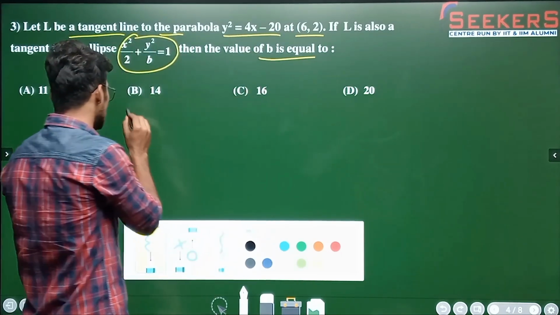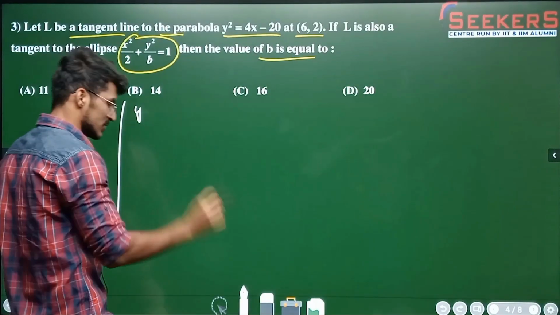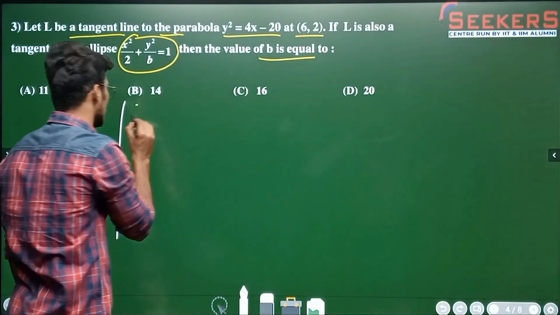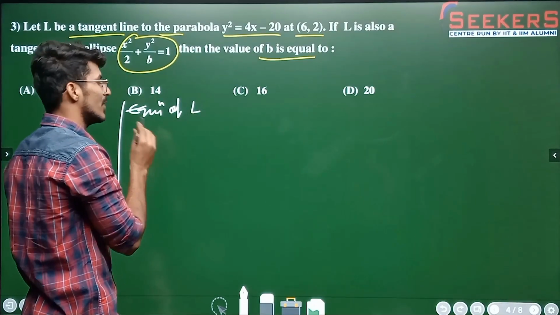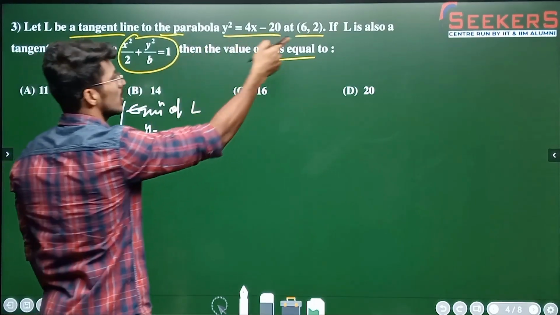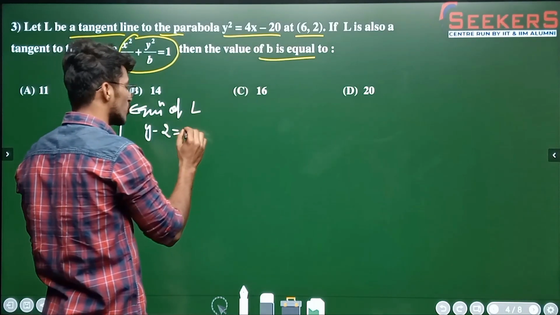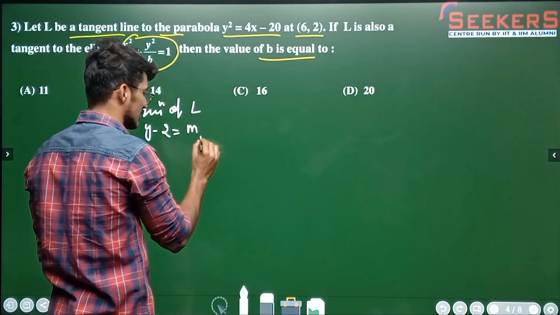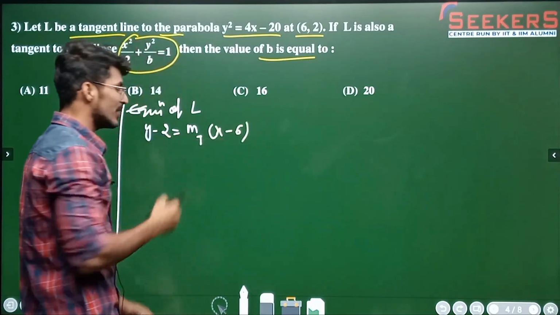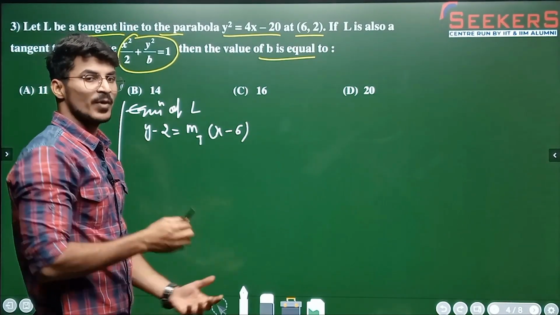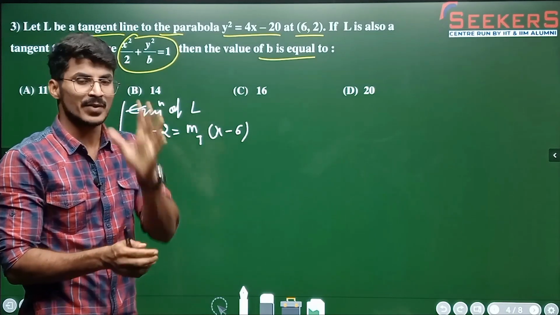For finding the tangent equation, look at this here. First of all, let us find out the equation of L. The equation of L is nothing but the tangent in fact. So y minus y1, y1 is what? 2. Okay, slope of the tangent, slope of the tangent into x minus x1. How do I find out the slope of the tangent? Slope of the tangent is equal to dy by dx at that particular point.